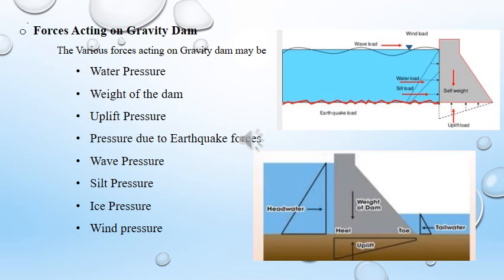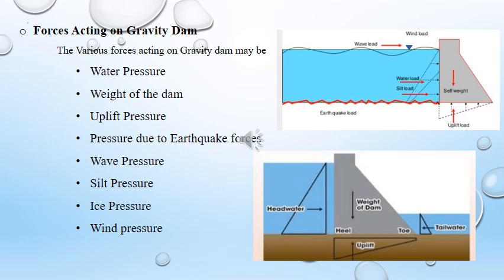Forces acting on Gravity Dam. So, now the various forces acting on the Gravity Dam are water pressure, weight of dam, uplift pressure, pressure due to the earthquake force, wave pressure, silt pressure, ice pressure and wind pressure. Now, these 8 forces are very important while designing, for the stability criteria of the Gravity Dam.